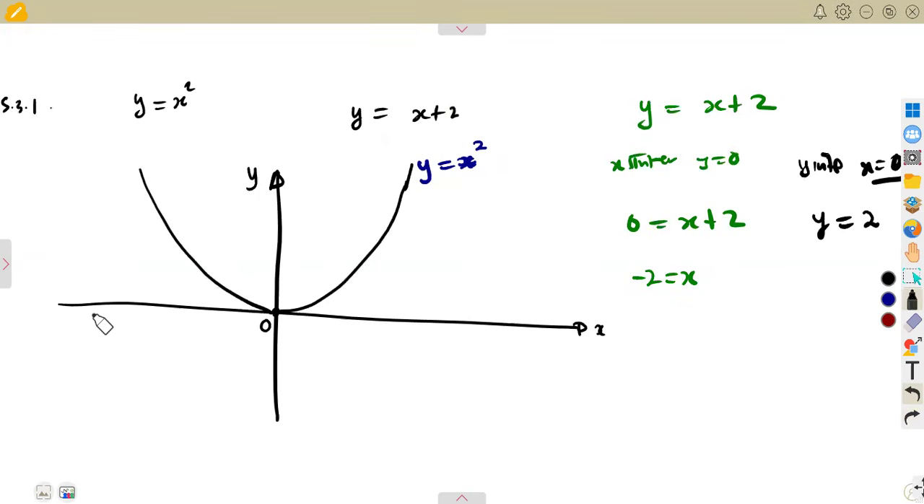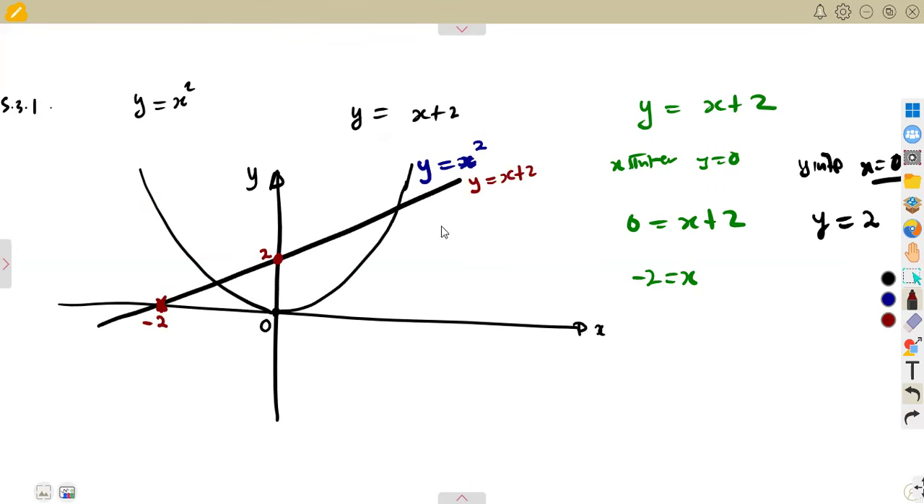So let's say you were to draw. As you can see, there's a negative and a positive value, so definitely your line is going to be something like this. I just want to draw, then indicate the points later on. y is at positive 2 on the y-intercept, and on the x-intercept, x is at minus 2. These are the intercepts of the line y is equal to x plus 2.